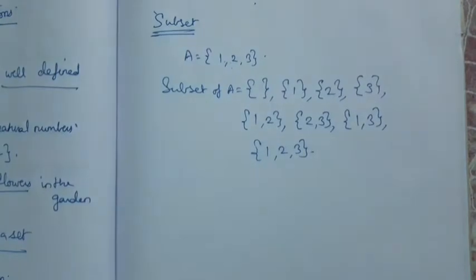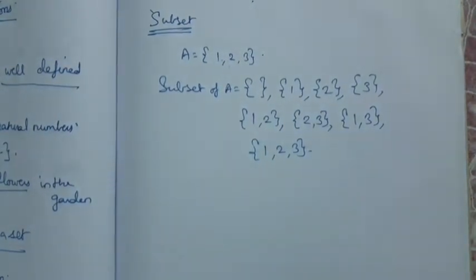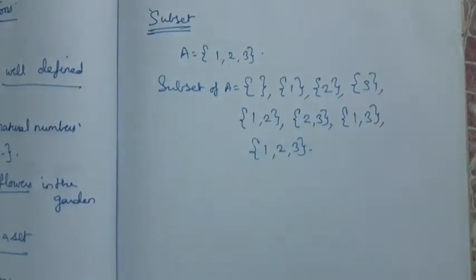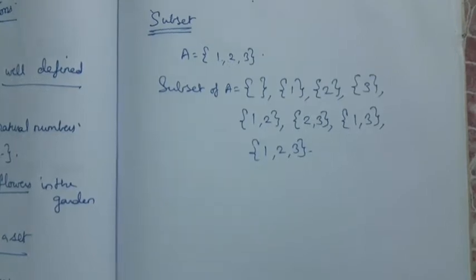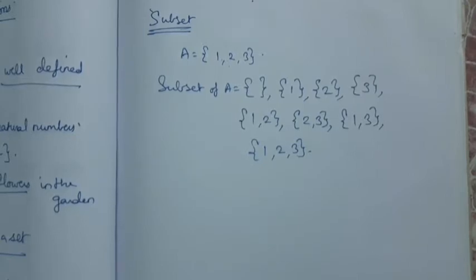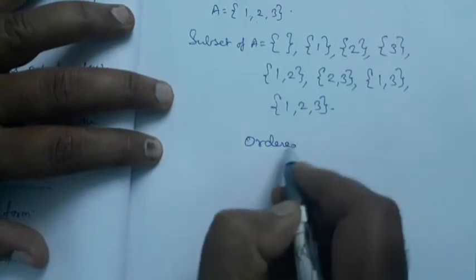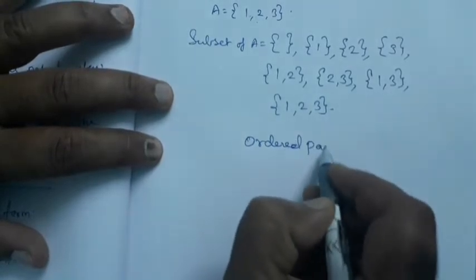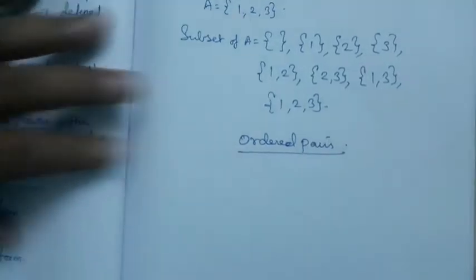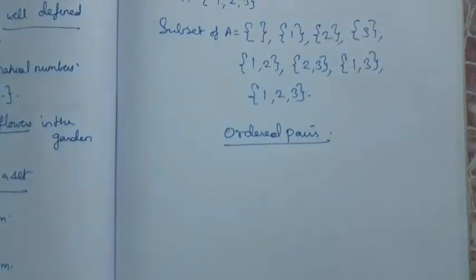And there are also a few other sets like equal sets and equivalent sets, which are not related to relations and functions. So we will skip to the main concept, relations and functions. Before getting into the concept of relations and functions, we need to know about the ordered pairs. So what are ordered pairs?